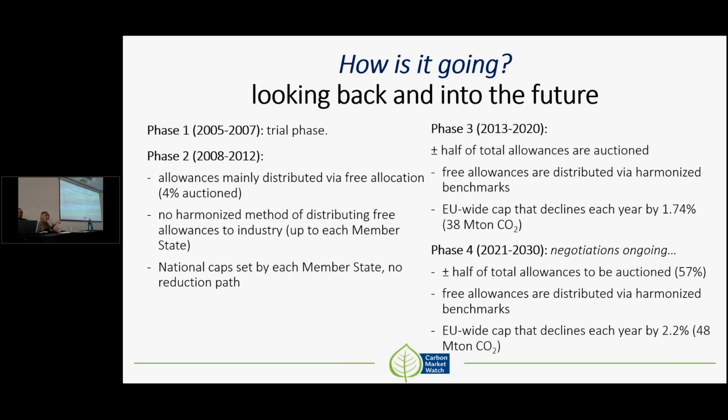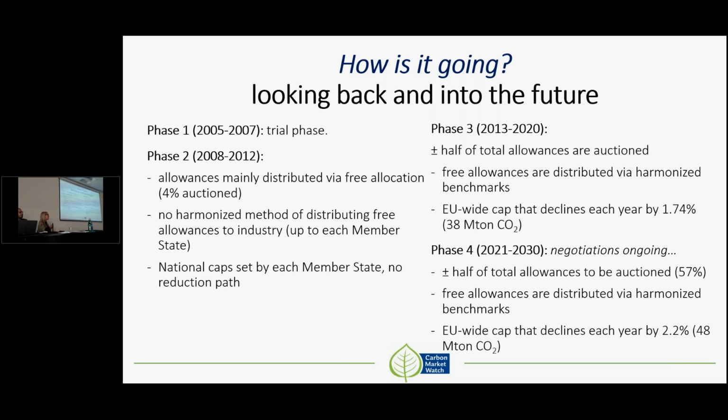So at the moment, we are actually in a process of looking at what's coming next, phase 4, right? At the moment, we are having negotiations in the European Parliament and in the Council on what will come out of the system in the next period.